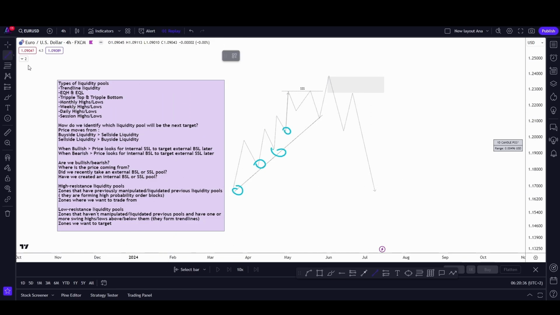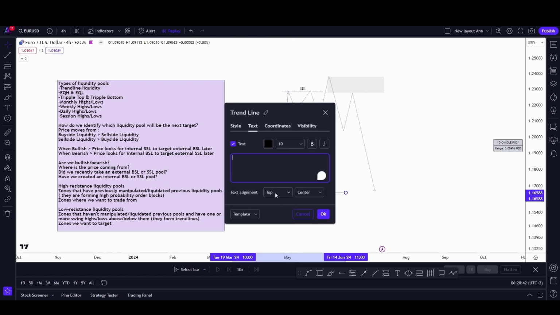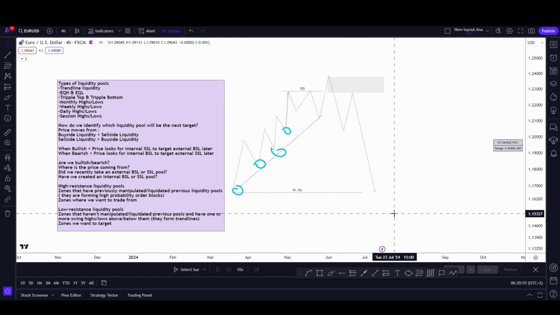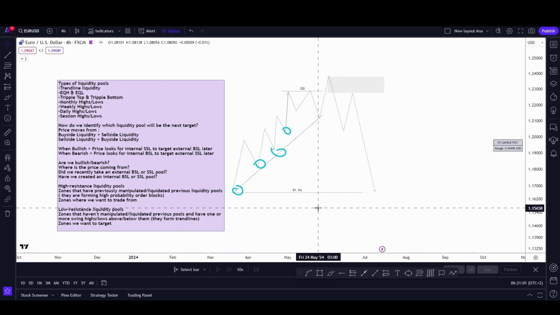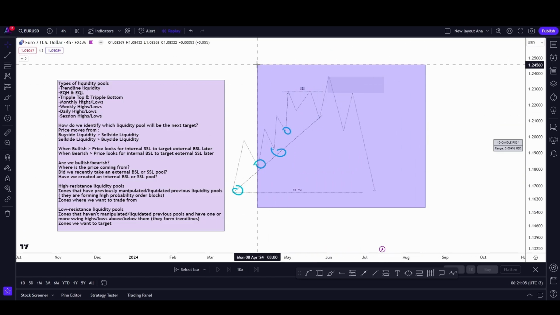And they are usually created within the structure of this external, and here is the external, in this case sell side liquidity, because we are shifting bearish. But the same applies for a bullish market. So this is the explanation here. Now I'm going to jump on the charts and show you examples.